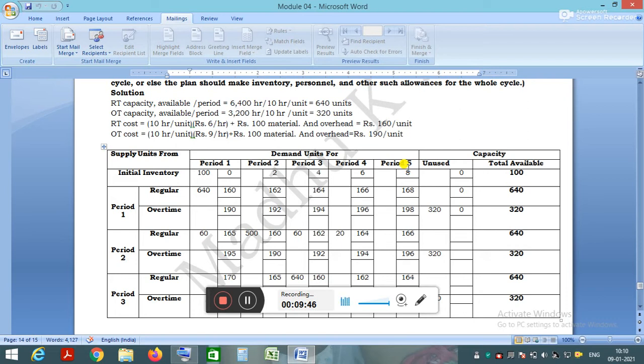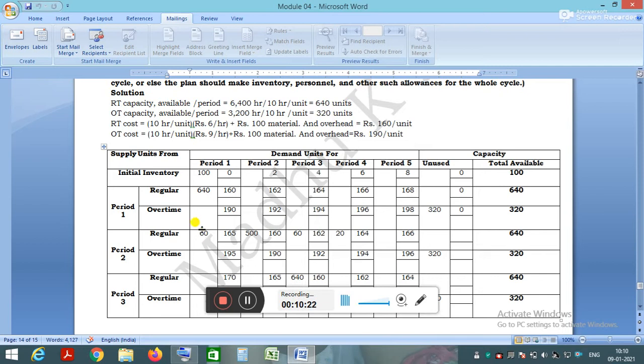Although the data is given for 10 periods, he asked us to solve the problem for only 5 periods, 5 months. Since there is no subcontracting, in the last problem we used regular time, overtime and subcontracting, but in this problem it is specified that there is no subcontracting followed by the company. Therefore we are not using subcontracting here. Here we are using only regular time and overtime to fulfill the demand.